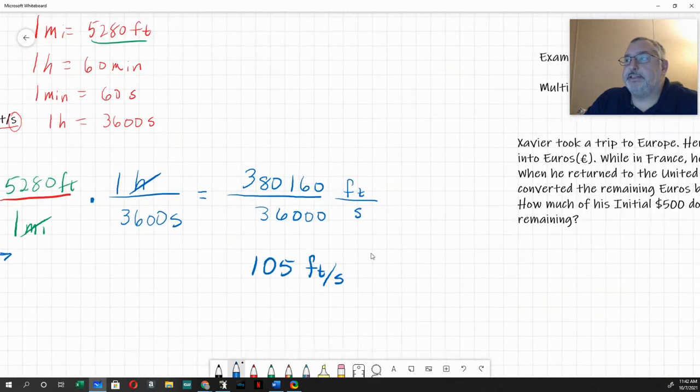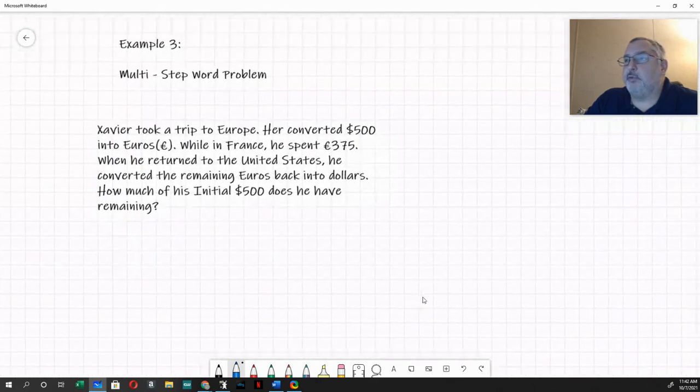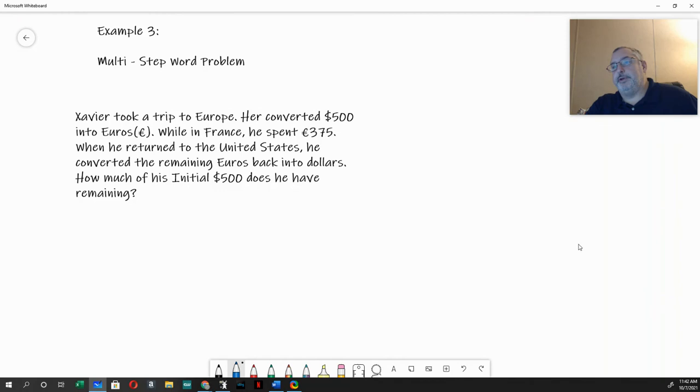Now here is something that you'll also see. It's a multi-step word problem. I've noticed that they use a lot of euros and dollars, so I'm doing one that's kind of similar. So Xavier took a trip to Europe. He converted $500 into euros. While in France, he spent 375 euros. Then when he returned to the United States, he converted the remaining euros back into dollars. How much of his initial $500 does he have remaining?